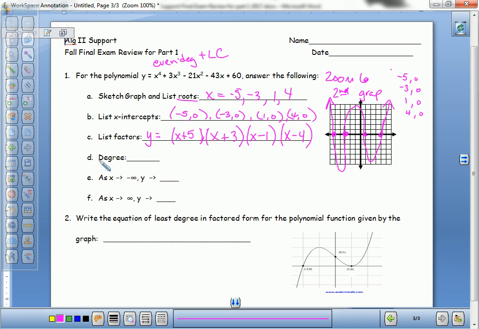Alright, so we kind of did these out of order. We already talked about the degree. The degree of this function is actually 4. It's a 4th degree, which means it's even. And because it's even and it has a positive leading coefficient, both ends go up. Both ends.